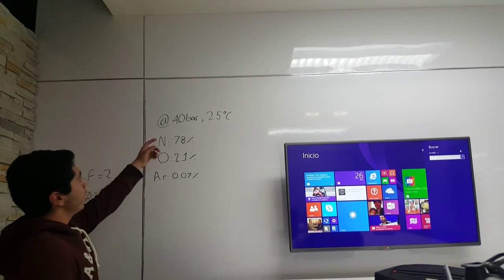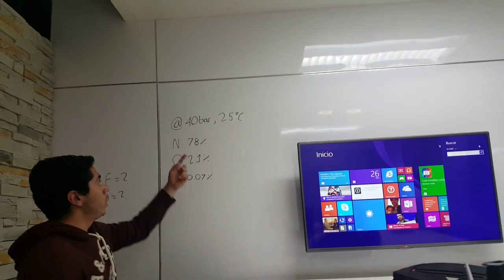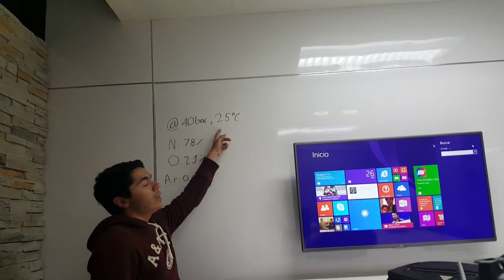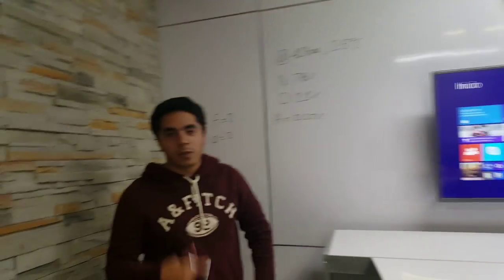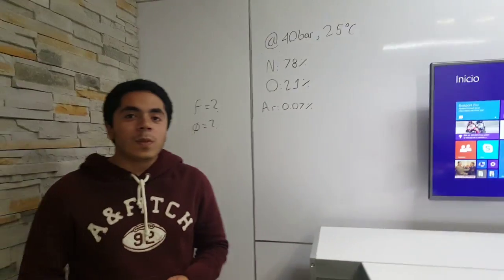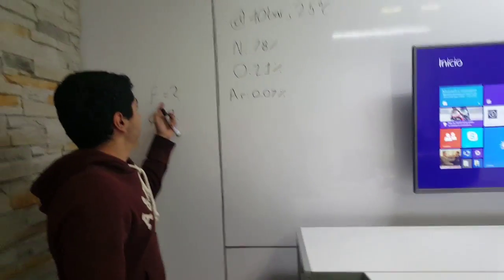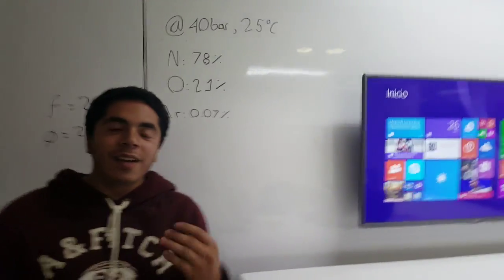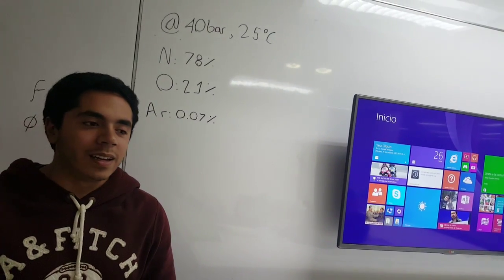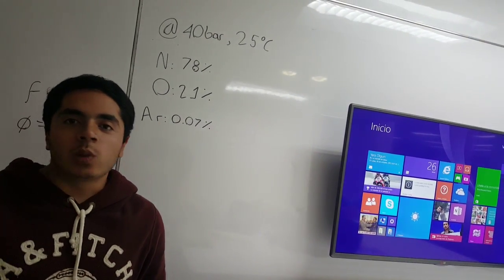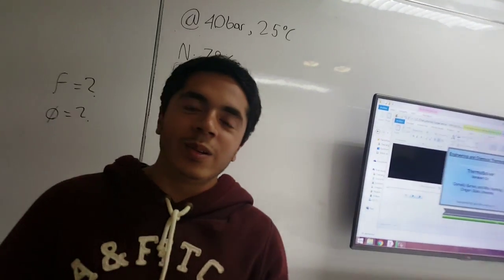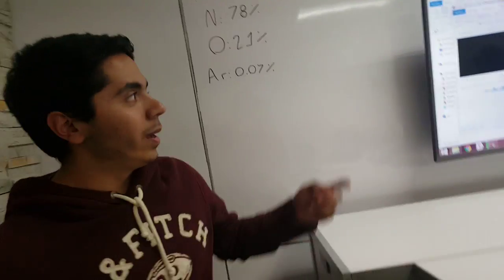This problem is based on basically two things. The first one is that we are going to have a system with pure air at 40 bar and 25 centigrade temperature, and we want to know the fugacity and the fugacity coefficient. As we have seen in other courses, we have many ways to calculate this, but today we are going to use the Thermosolver to do it.